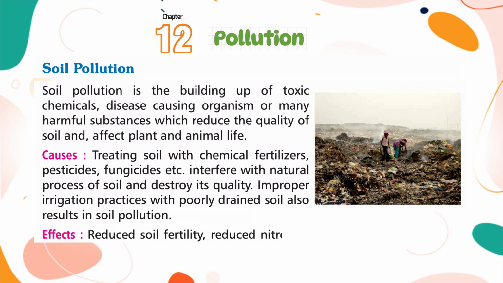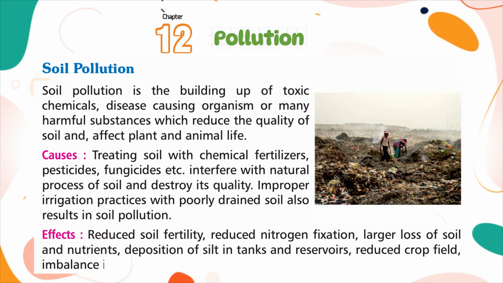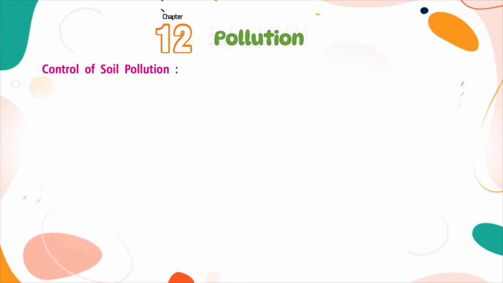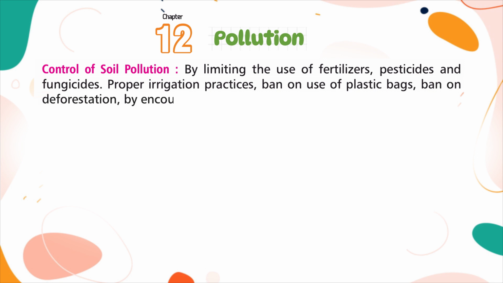Effects: reduced soil fertility, reduced nitrogen fixation, larger loss of soil and nutrients, deposition of silt in tanks and reservoirs, reduced crop yield, imbalance in soil fauna and flora. Control of soil pollution: by limiting the use of fertilizers, pesticides, and fungicides, proper irrigation practices, ban on use of plastic bags, ban on deforestation, by encouraging forest replantation programs.